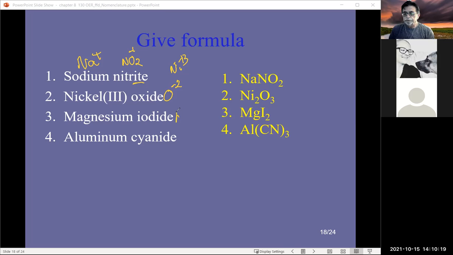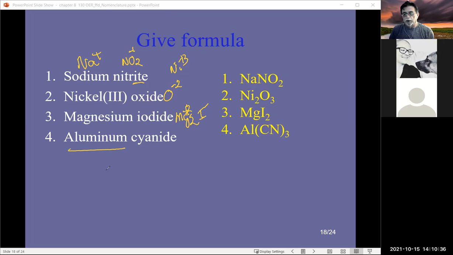Magnesium is a +2. It's a group 2 metal. The iodides are -1, so we need 2 iodides. Okay, so we can simply make that MgI subscript 2.